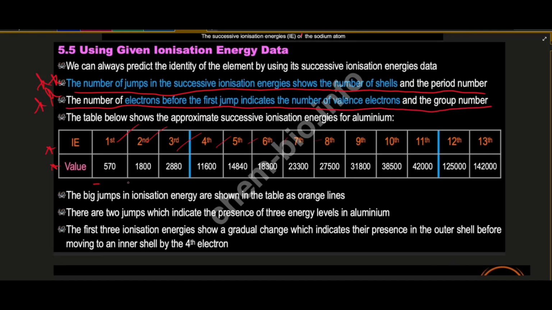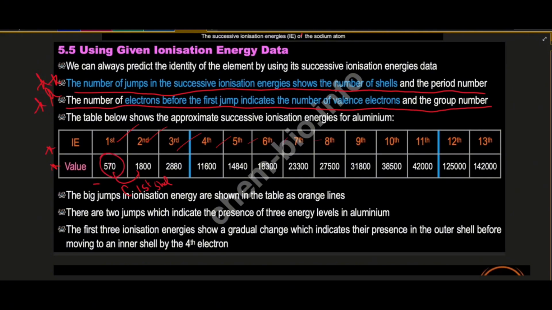This is important. Now let's say for instance this one right here, you can see clearly the big jumps in the ionization energies are shown in the table as orange lines. So you can see clearly that there is a big jump from 570 to 1800. So this basically indicates this is the electron which is removed.